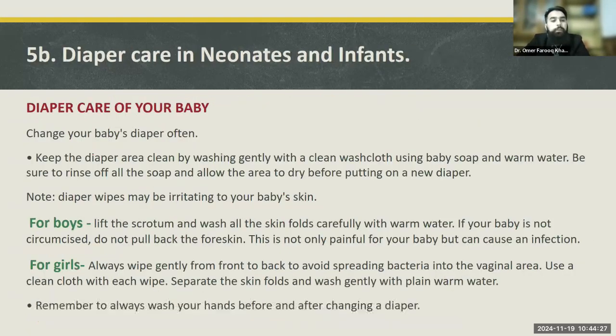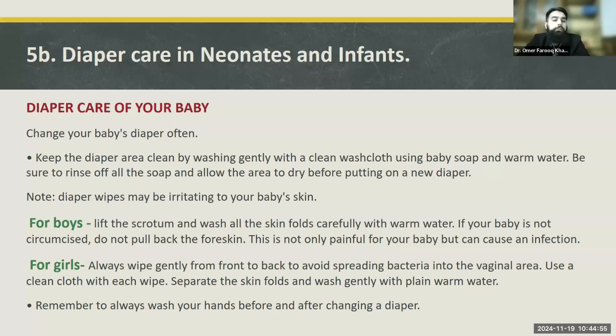Then diaper care of your baby. Change your baby's diaper often. Keep the diaper area clean by washing gently with a clean washcloth using baby soap and warm water. Be sure to rinse off all the soap and allow the area to dry before putting a new diaper. For boys, lift the scrotum and wash all the skin folds carefully with warm water. If your baby is not circumcised, do not pull back the foreskin on daily basis. This is not only painful for your baby but can cause an infection as well.